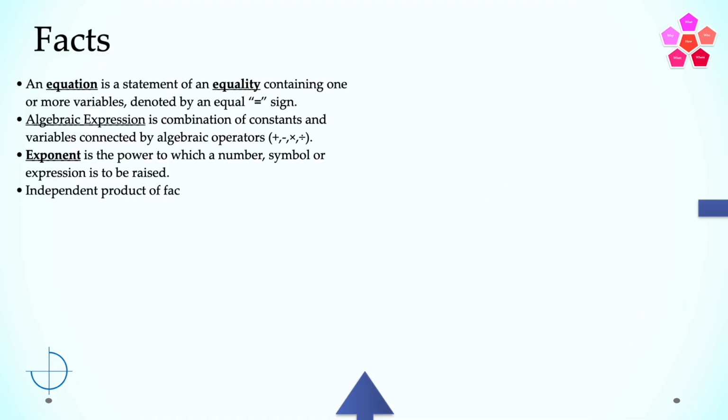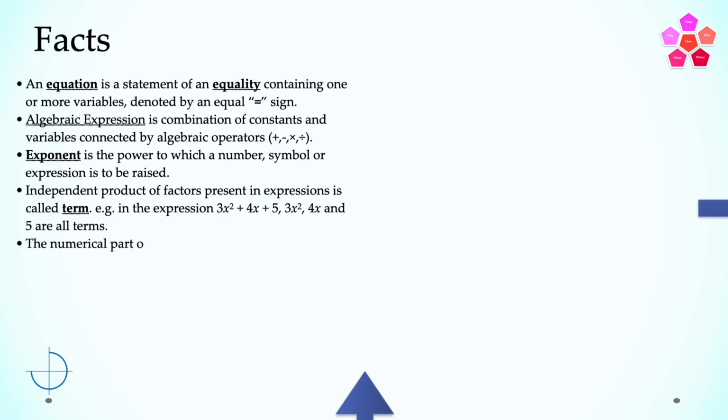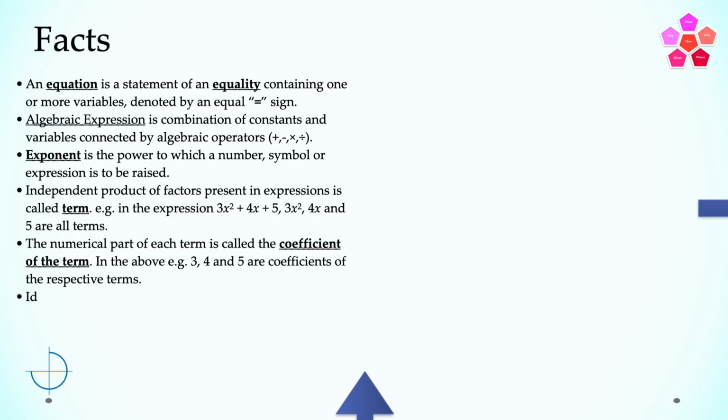Independent product of factors present in an expression is called a term. For example, in the expression 3x squared plus 4x plus 5, the terms are 3x squared, 4x and 5. The numerical part of each term is called the coefficient of the term. In the above example, we have 3, 4 and 5 as the coefficients of the respective terms. The assumption is that you are aware of the algebraic identities.